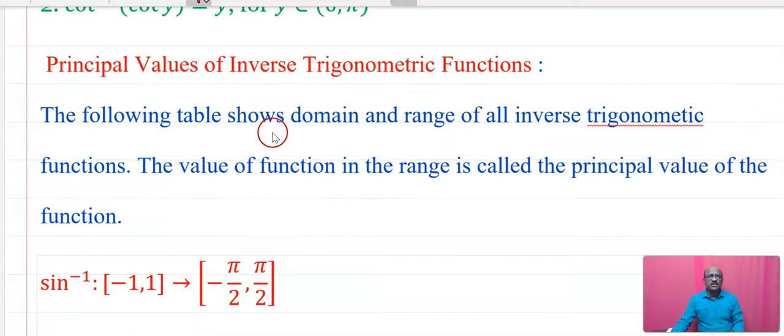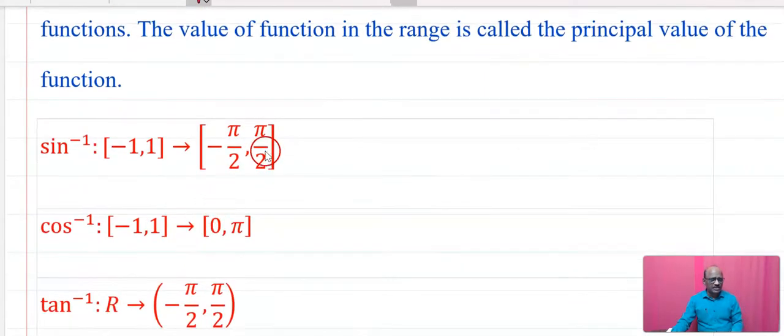Now the principal values of inverse trigonometric functions. The following table shows the domain and the range of all inverse trigonometric functions. The values of the function in the range are called the principal values of the function. Okay, these are the principal values.